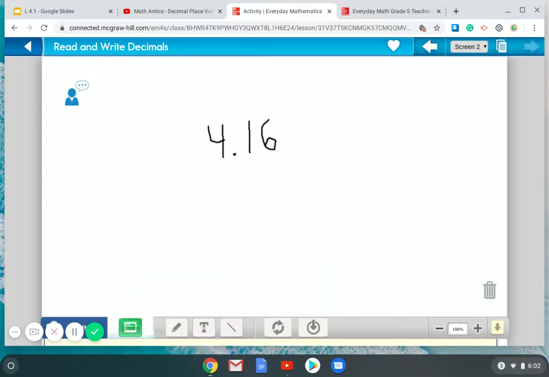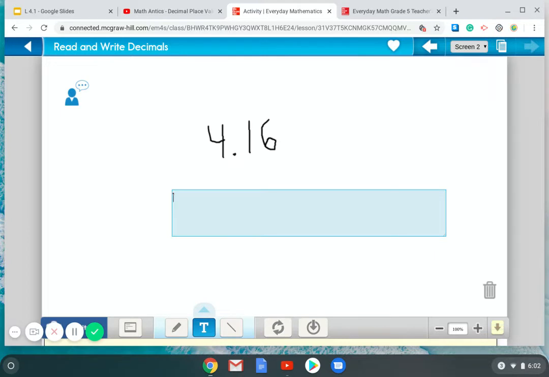Okay, if you have not already done so, let's take the time in our notebooks to write this decimal in words. So again, we have 4 and, for the decimal point, 16 hundredths. Again, we have 4 and 16 hundredths.